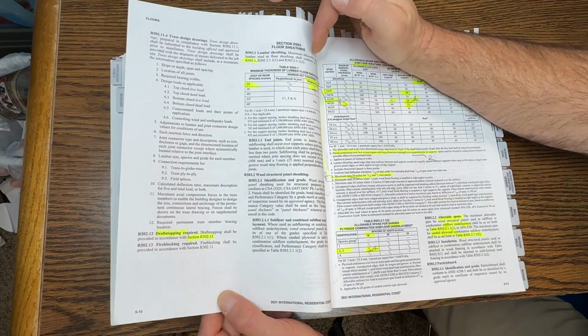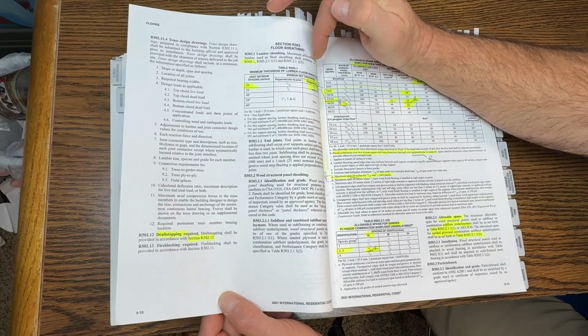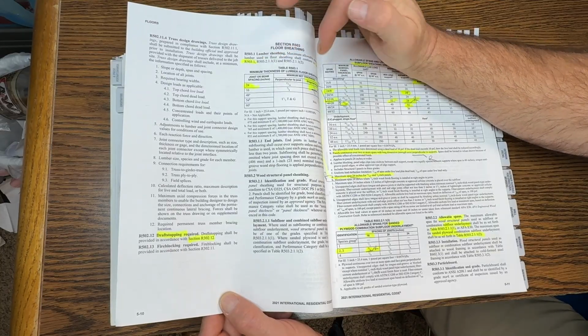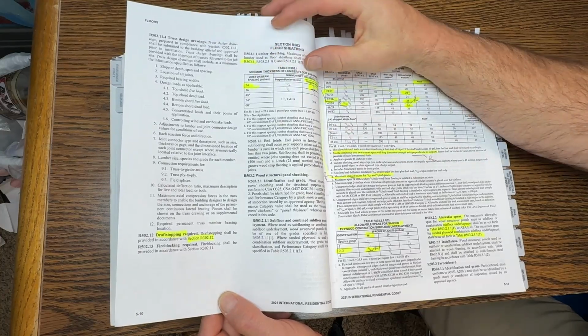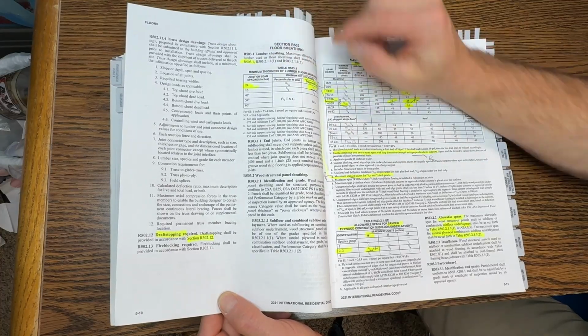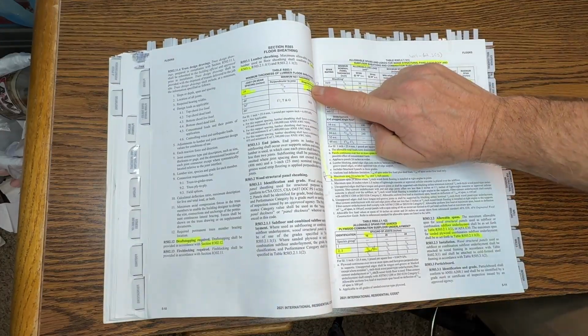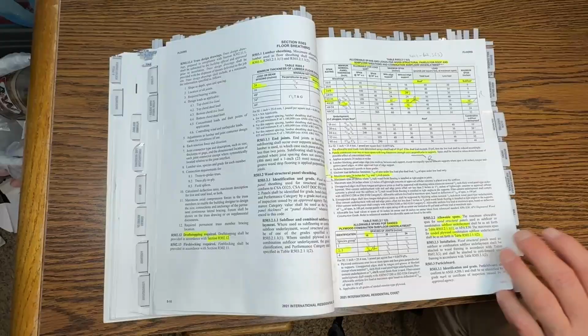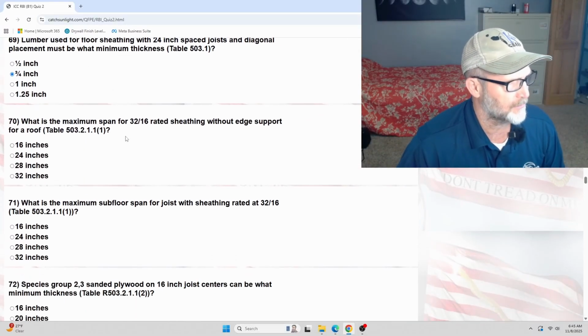Lumber sheathing. Maximum allowable spans for lumber used as floor sheathing shall conform to table 503.1. So if you look at it, if you're on 24-inch spacing and you are diagonal to the joist, the minimum thickness is 3/4 of an inch. So just remember that, 3/4 of an inch. Go ahead and select that. Let's jump over to 70.